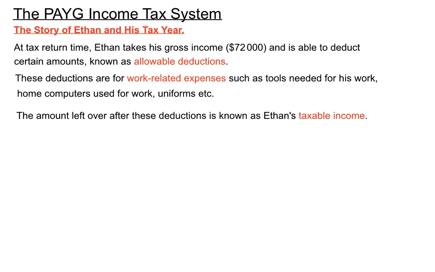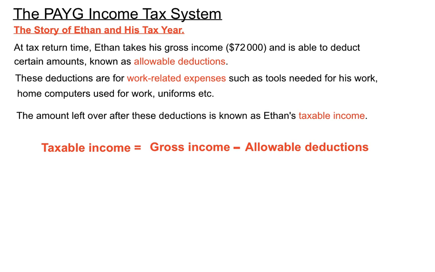So what happens is the amount left over after these deductions are made, that amount is called Ethan's taxable income, and that taxable income term is very important. That's the main number we use when approaching a tax table and other tax calculations. So taxable income, to sum up what we've done so far, is gross income minus the allowable deductions at tax time.